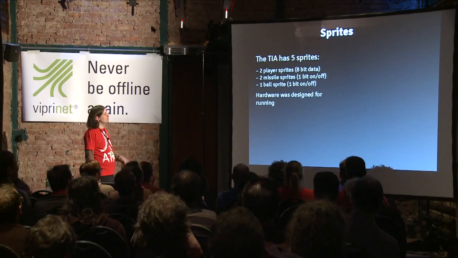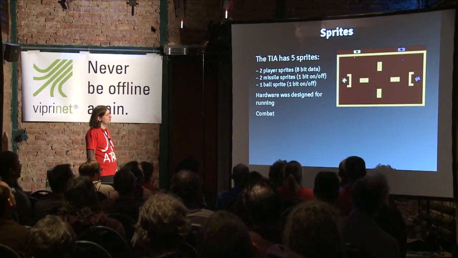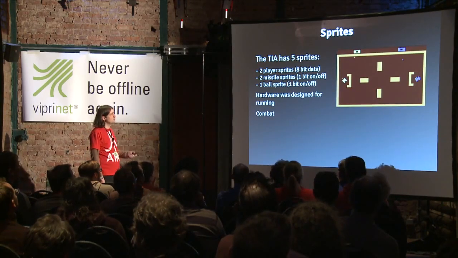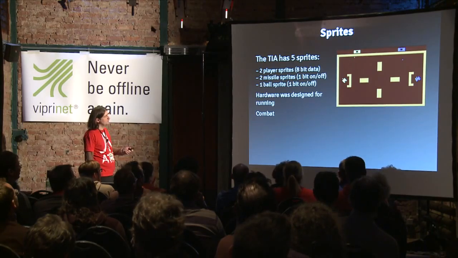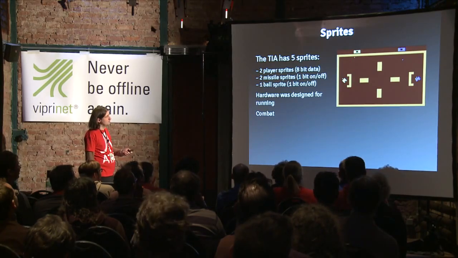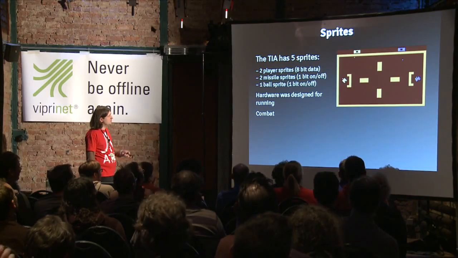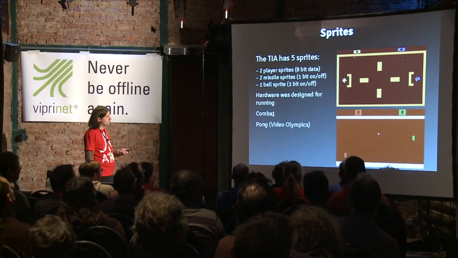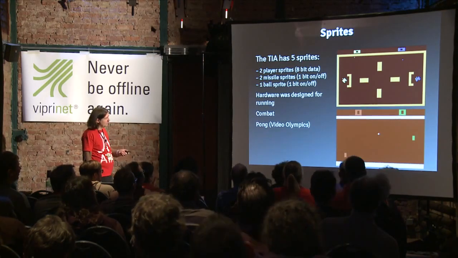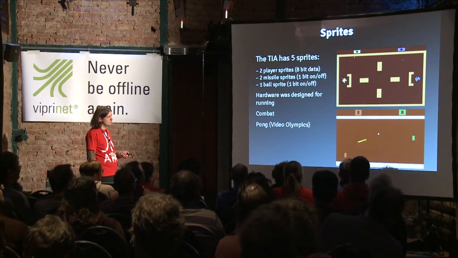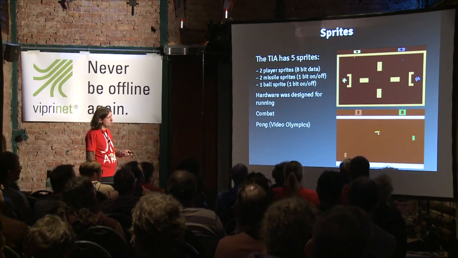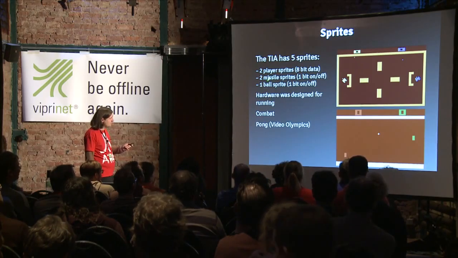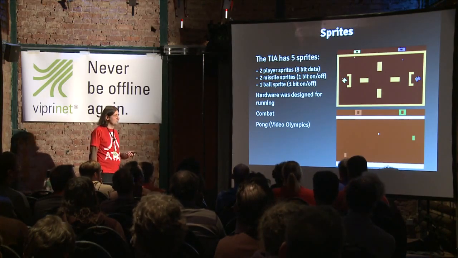Why? Because the hardware was designed for running Combat, or what was called Tank in the arcade. So you've got your missiles, you've got the players. So these are the player sprites, the missile sprites. All would run Pong, the video game, called Video Olympics on the 2600. So you've got your players and the ball. Even the naming of the sprites comes from these games.